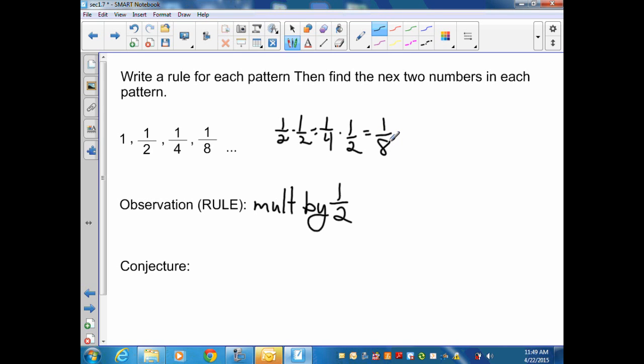And if that's the case, 1 half times an eighth: 1 times 1 is 1, 8 times 2 is 16, so 1/16. And then multiply that by a half. 1 times 1 is 1, and 16 times 2 is 32.